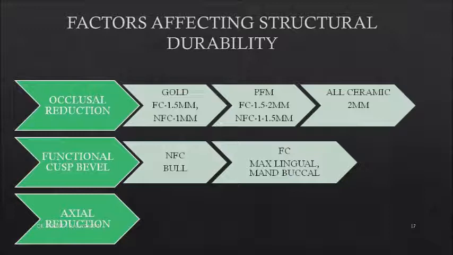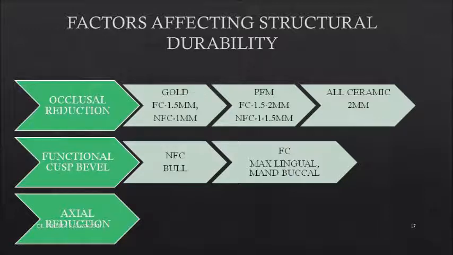If the functional cusp bevel is not provided, then the restorative material will be thin in these areas, and that leads to fracture of the restoration. Otherwise, if we don't give a functional cusp bevel, the technician tends to increase the bulk, because otherwise the restoration fractures. So he tends to increase the bulk of the restorative material or over contour the restoration, and that will lead to a deflective occlusal contact. So it's always necessary that you give proper functional cusp bevel for all your abutment tooth preparation.